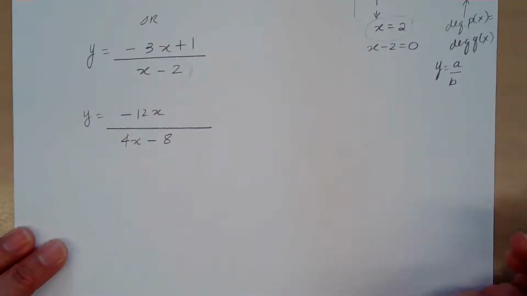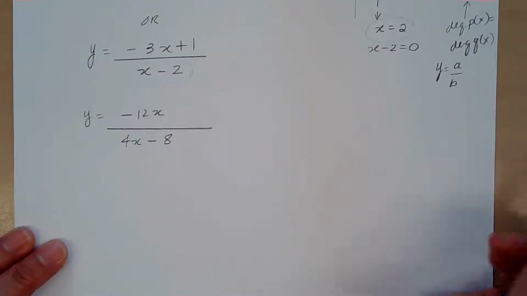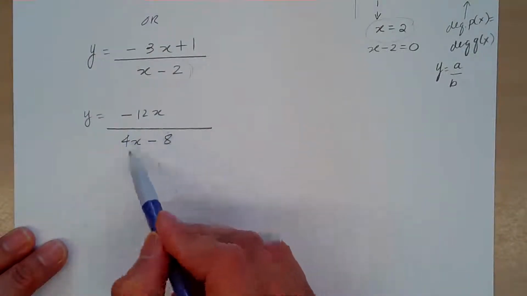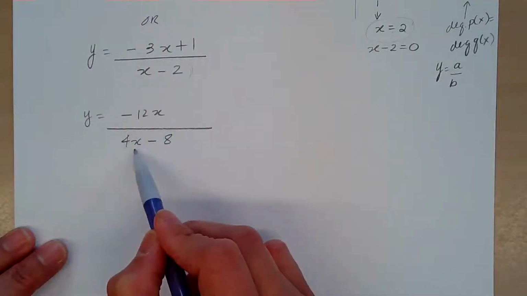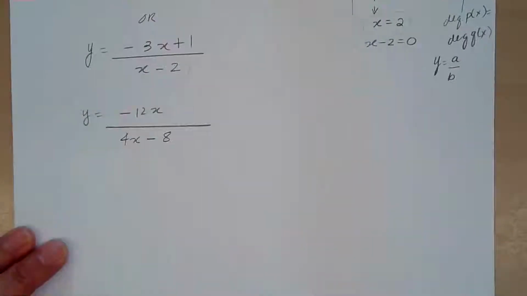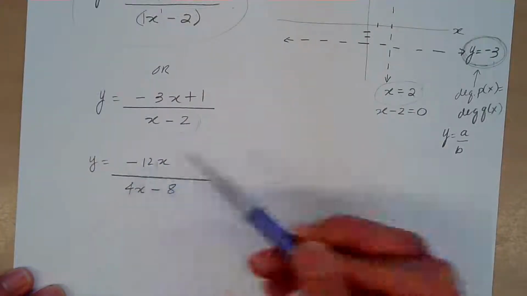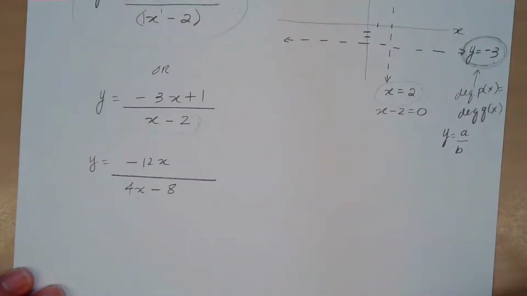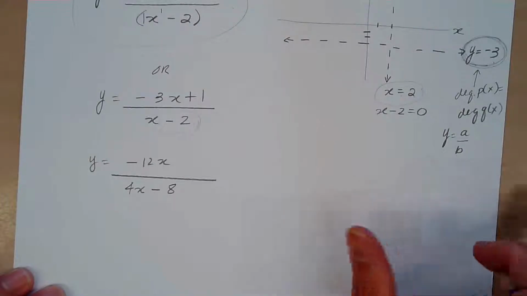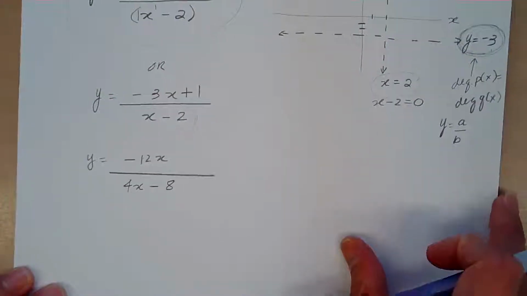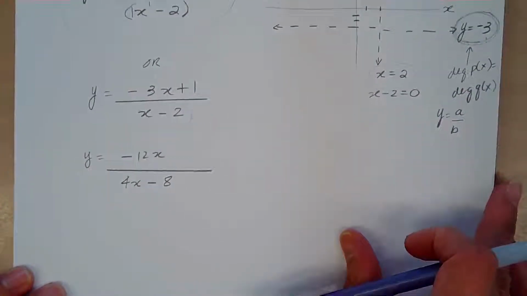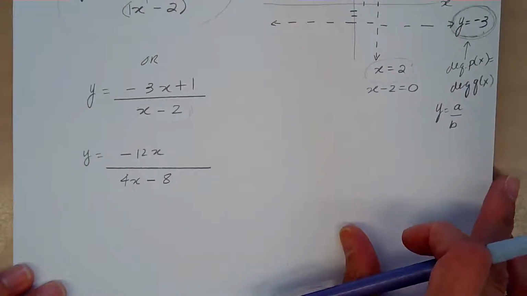That works. Would that work? Is our denominator still going to give us a vertical asymptote at 2? Yeah. And if we divide these two, is that going to give us negative 3? Awesome.